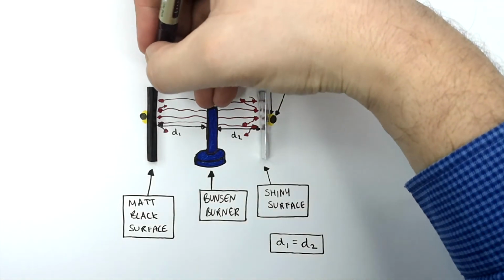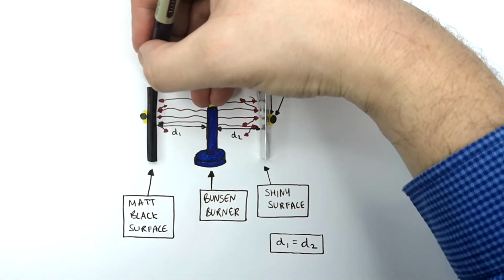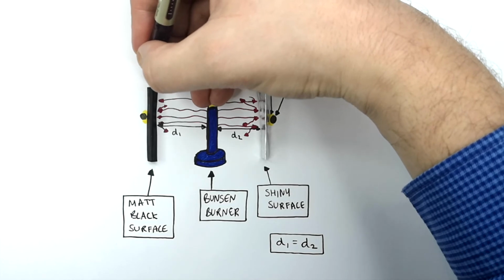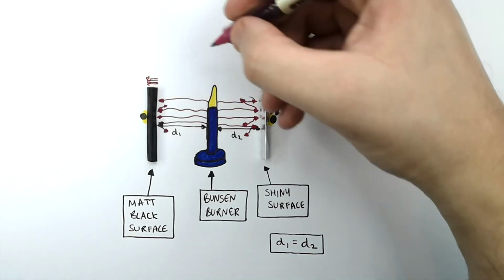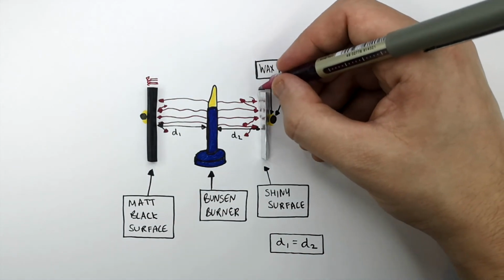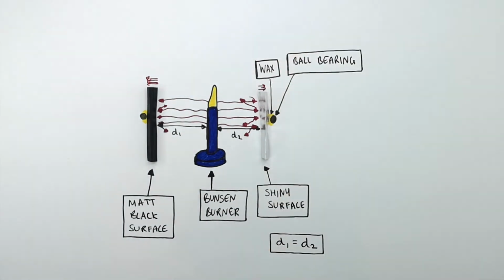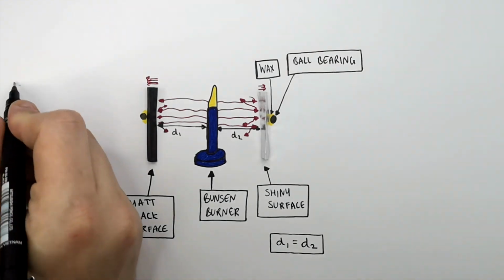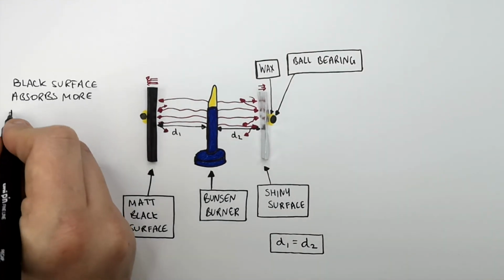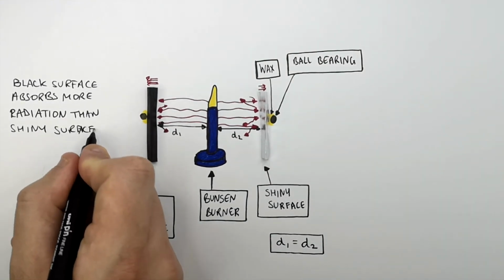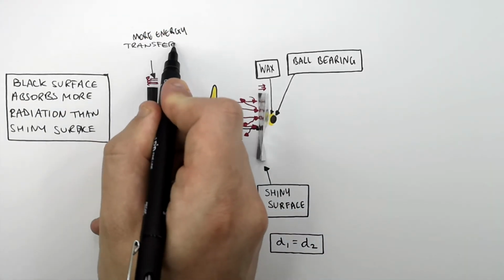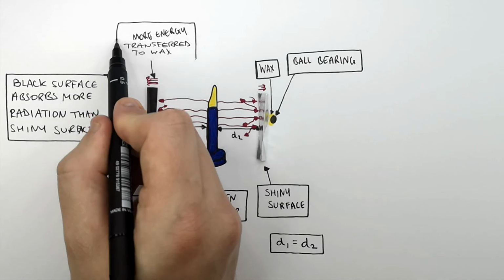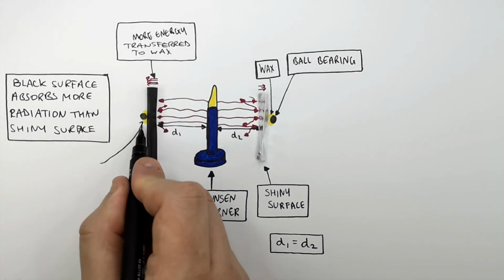Therefore, more energy is being transferred into the thermal energy store of the metal, and this will conduct through the metal at a faster rate than the other metal plate. The shiny silver surface absorbs less radiation than the black surface in the same amount of time. So the black surface is going to absorb more infrared radiation than the shiny surface. Therefore, via conduction, more energy is transferred to the wax in the plate with the black surface.